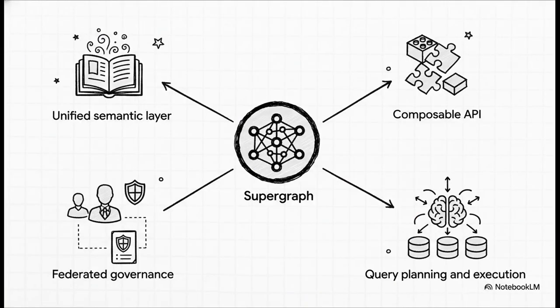Now, a crucial thing to get is that a supergraph isn't some magic piece of software you just install. It's really a framework, a set of principles built on 4 key pillars. You need a unified layer to describe all your data, a way to compose and join data across services, a governance model so teams can work together without stepping on each other's toes, and a smart query engine that knows how to execute a request across that whole distributed system.